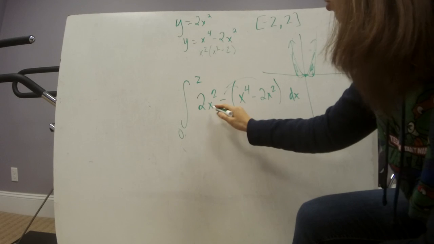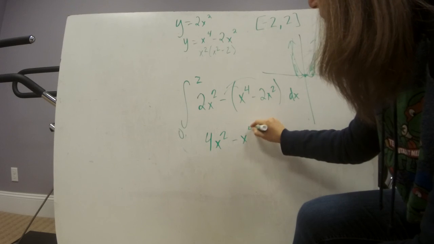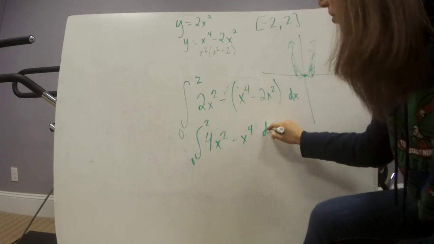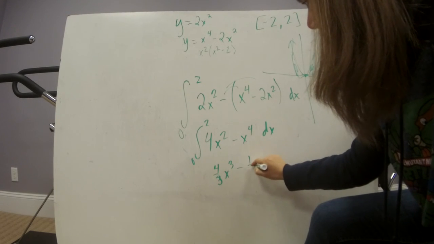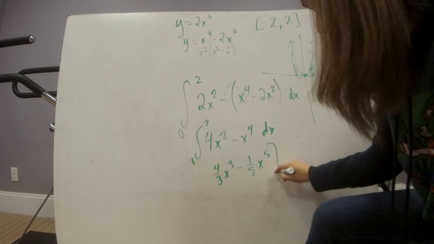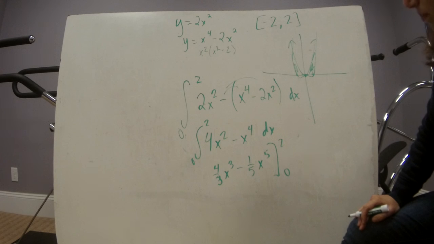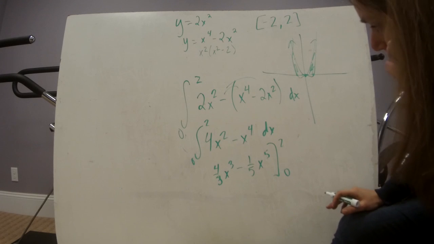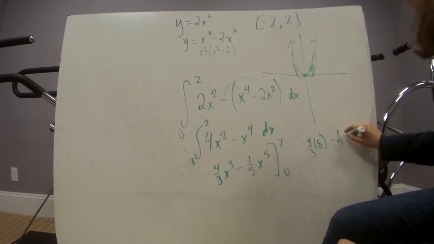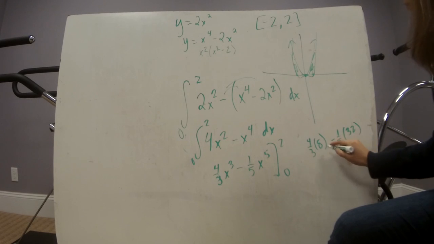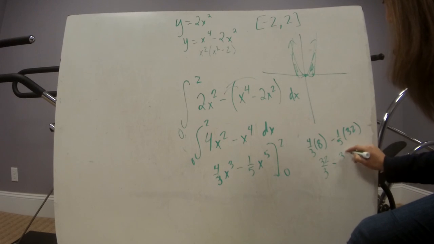If we distribute the negative, that's 2x squared minus x to the 4th plus 2x squared. So that's going to be 4x squared minus x to the 4th from 0 to 2. I'm going to go backwards and get 4/3 x cubed minus 1/5 x to the 5th from 2 to 0. Then I'm going to plug in my 2 and double it, because plugging in 0 gets 0. So 4/3 times 8 minus 1/5 times 2 to the 5th, which is 32. So this is 32/3 minus 32/5.